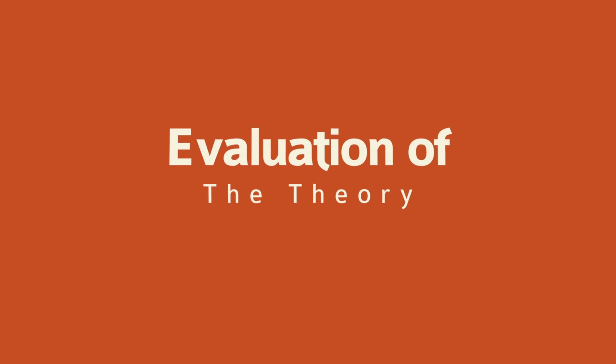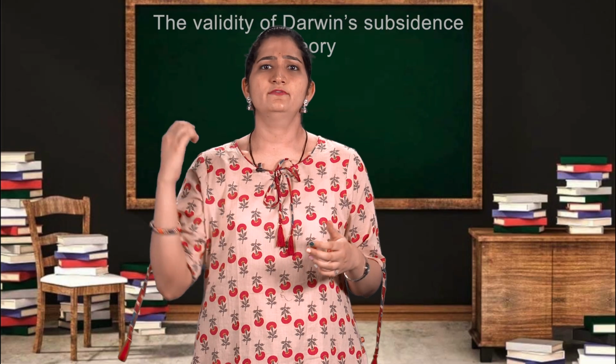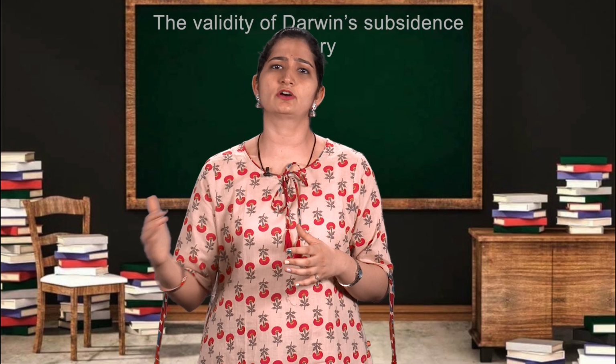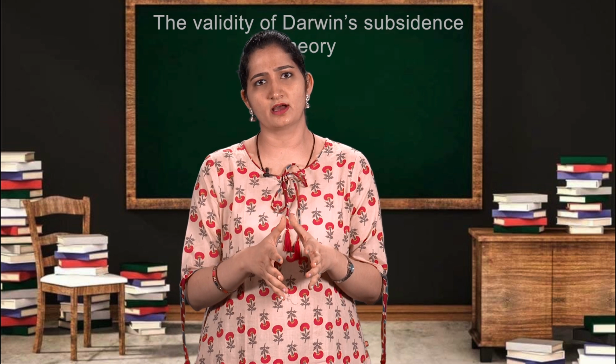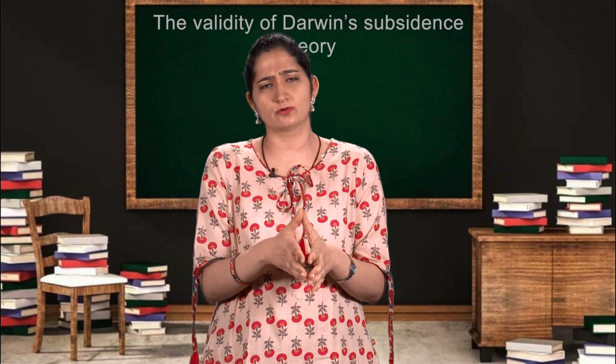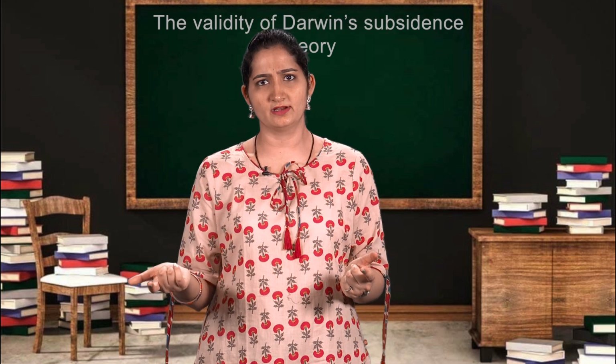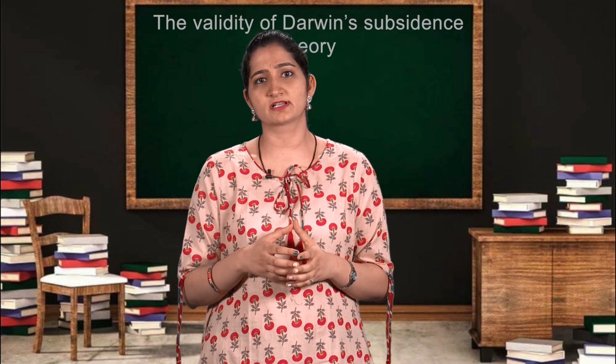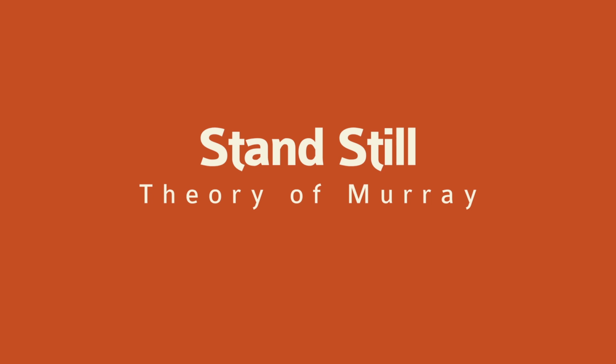The evaluation of the theory tells us that if fringing reefs, barrier reefs and atoll reefs, as maintained by Darwin, are only three stages of the evolutionary growth of a reef, then fringing reef and barrier reef should not be found on either side of the same island at the same level. But observations and new discoveries have revealed the existence of such situations. Standstill theory of Murray.